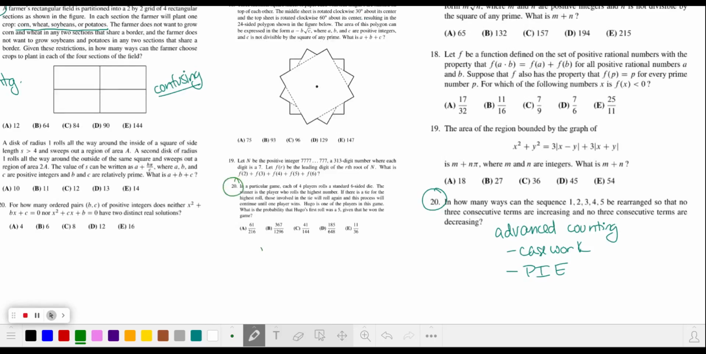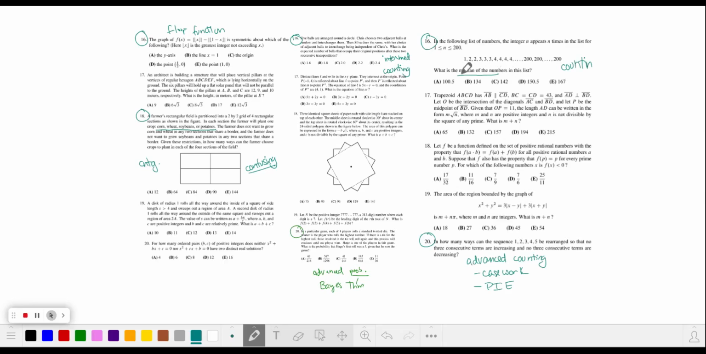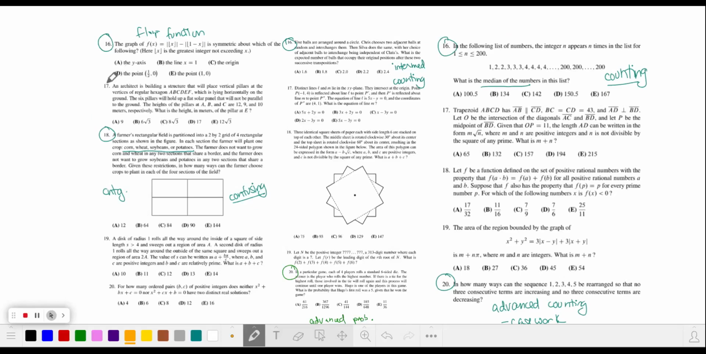Here we have an advanced probability problem. You'll need Bayes' theorem to solve this. This looks like a statistics problem, but I would also call this a counting problem. We see again up here another regular hexagon, but there's this additional 3D aspect to it that makes it challenging.